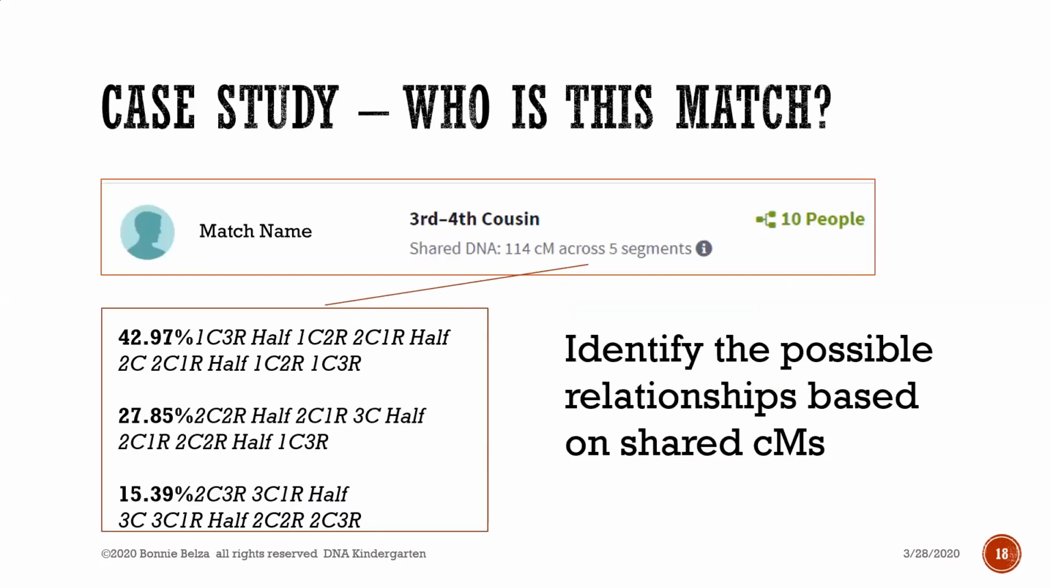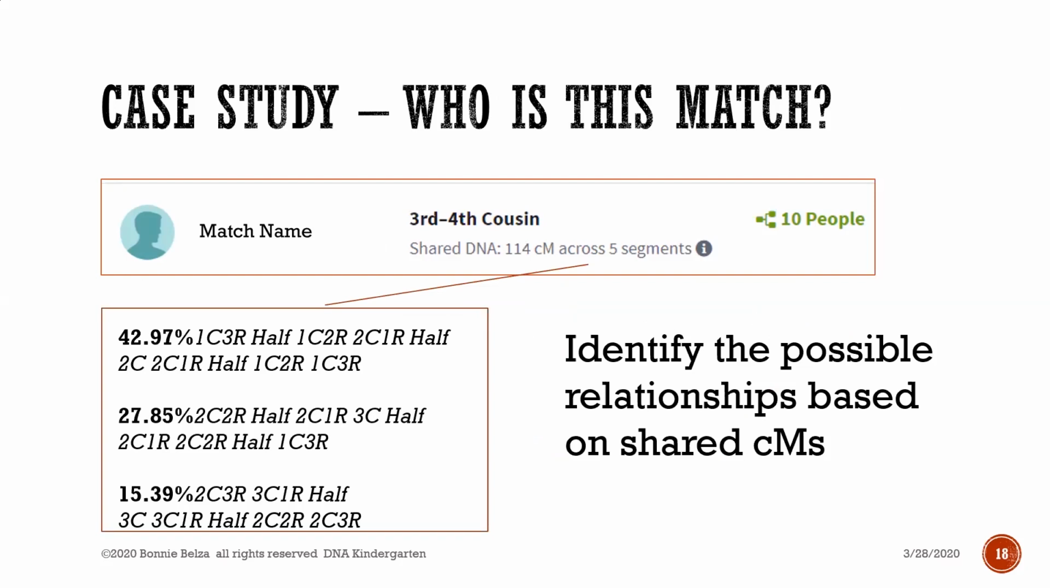Now, here's an example, or a case study, of how I've gone about researching a particular match. This match, I'll call him Ed, showed up in my match list sharing 114 centimorgans with me. He was identified as a potential third or fourth cousin, and he had a tree of 10 people.